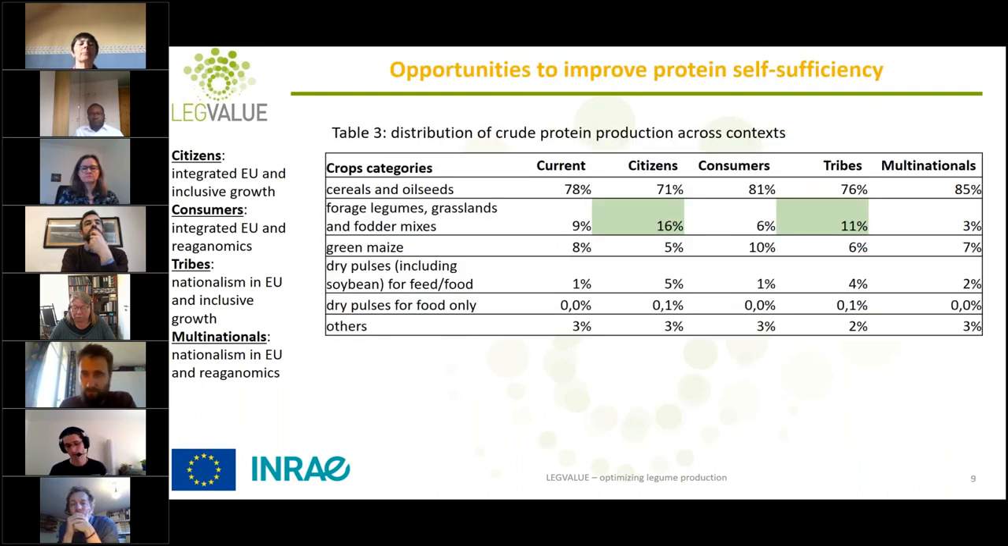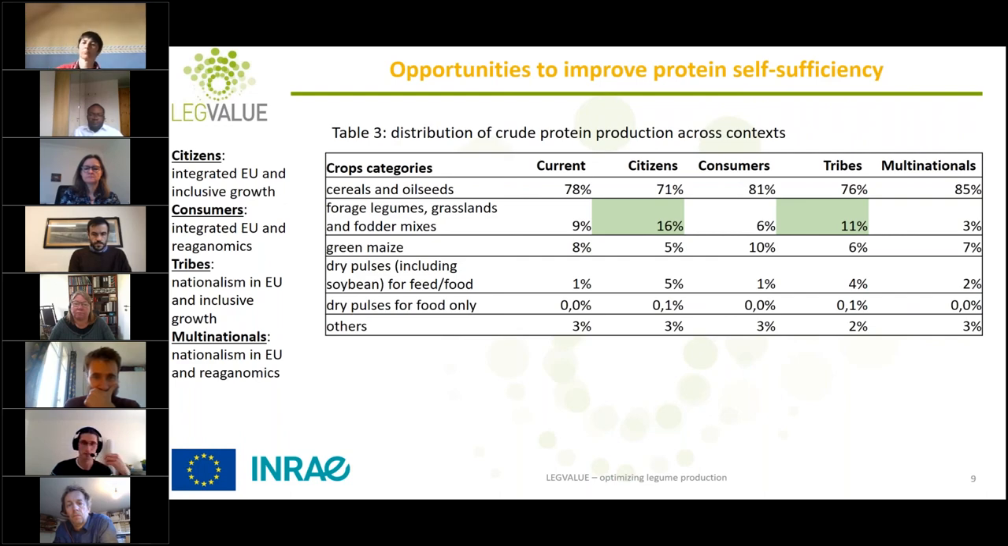Also, even if we do not change the overall amount of protein produced, it's quite interesting to see that the origin of the protein changes within each scenario. In inclusive growth scenarios, forage legumes become a great protein source. As you can see here, it can represent up to 16% and 11% of the overall crude protein production.